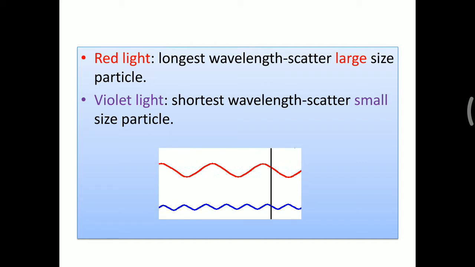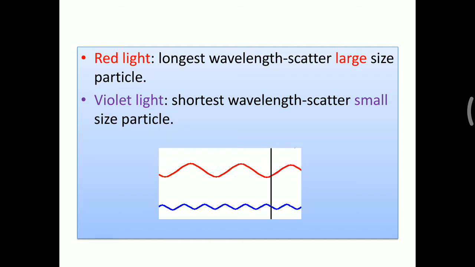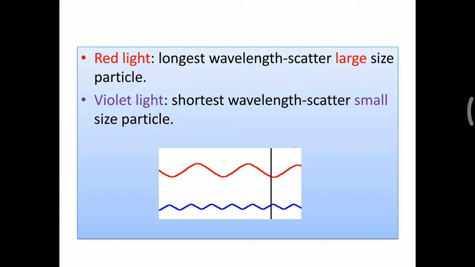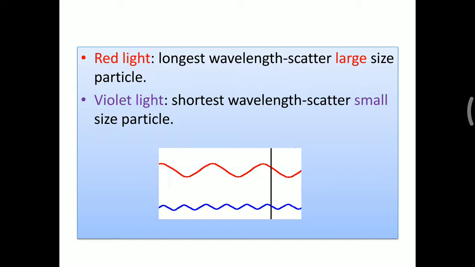The scattering of light depends on two factors. One is the size of the particles and another one is the wavelength of the incident light. Here the sunlight is incident. It consists of the 7 colors. Each color has a different wavelength. The violet has the shortest wavelength. The red has the longest wavelength. Larger size particles scatter the longest wavelength, red. The small size particles scatter the smallest wavelength, that is the shortest wavelength, violet.